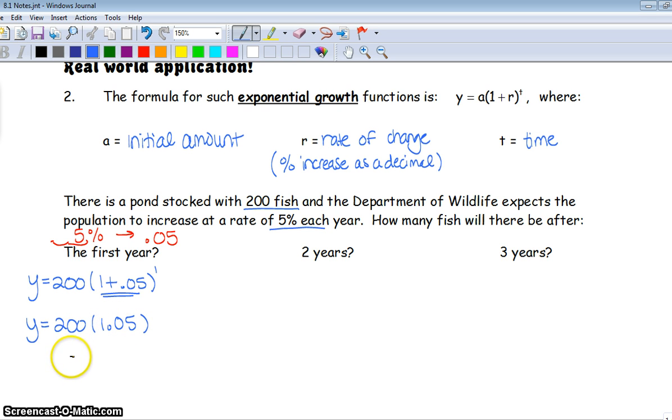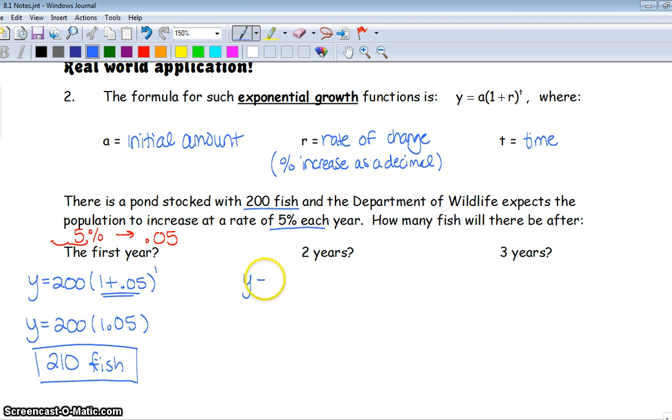I don't expect you to know how to do this in your head, so in your calculator you plug in 200 times 1.05 and you get that there's going to be 210 fish. Since this is all real-world application, I expect there to be labels on your answers. Alright, so if I'm doing this after 2 years, we're assuming the same population increase rate.